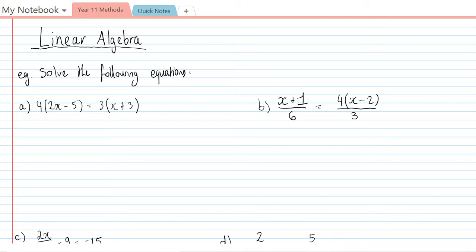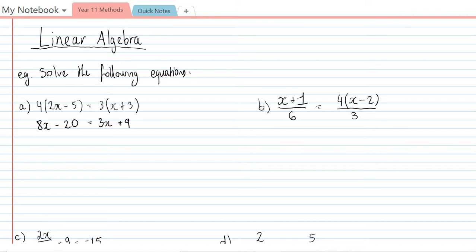To begin with, 4 times (2x take 5) equals 3 times (x plus 3). So I'm going to expand out the brackets on both sides of the equation. So we'll get 8x minus 20 equals 3x plus 9. And then it's just a matter of moving everything to one side, so moving all of the x's to one side and moving all the numbers to the other.